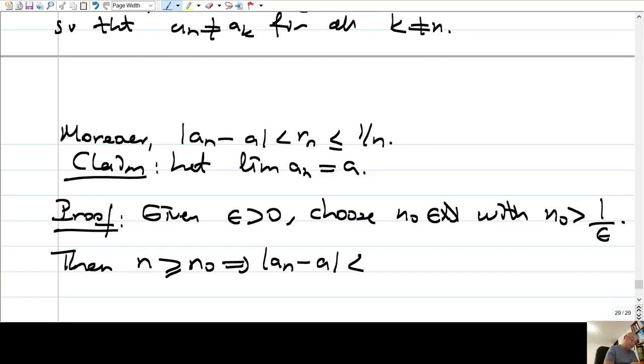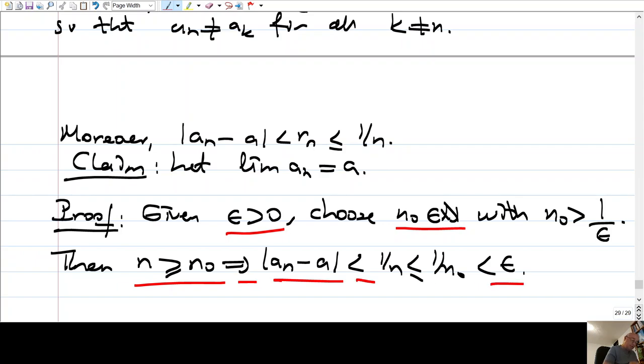Okay, so this distance is less than 1 over n, and 1 over n is less than 1 over n0 because n is greater than n0, but 1 over n0 is less than epsilon. So given epsilon positive, sorry, we choose n0 such that if n is larger than n0, this implies this distance is less than epsilon. Okay, so this finishes the proof of the claim.